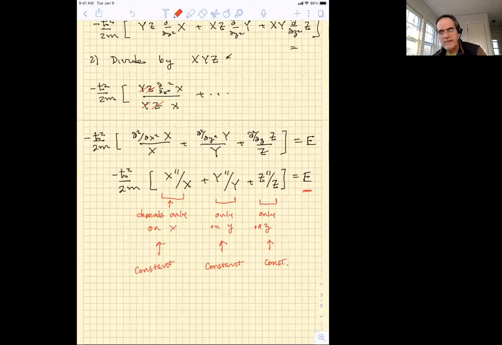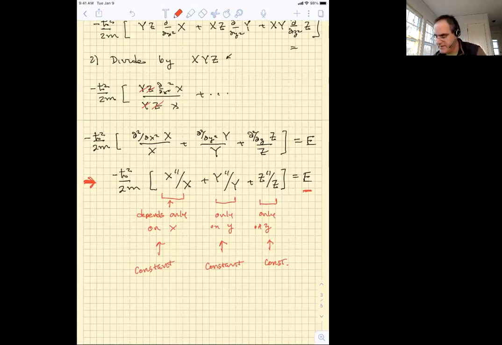Because imagine the following. Imagine that there was a particular value of x, y, and z for which this formula was true. Okay? And now imagine that I change only the value of x, but keep y and z constant. Well, the formula still has to be true, right?